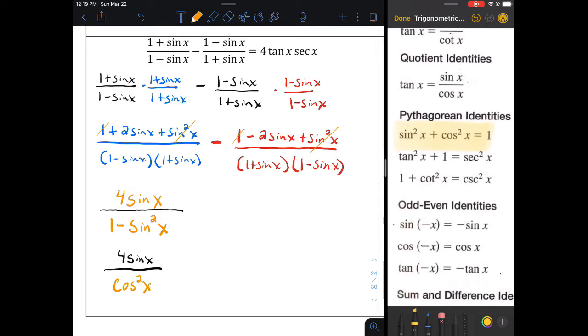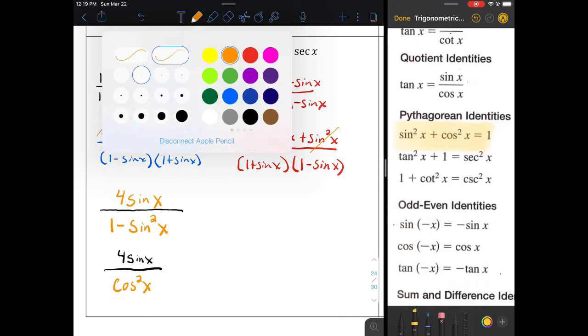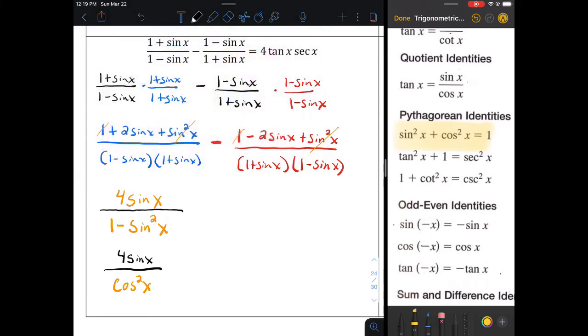All right, so we're pretty close to being right there at the end. The last thing left to remember is that I can break up that cosine squared, and I can break this fraction up as 4 times sine of x over cosine x.